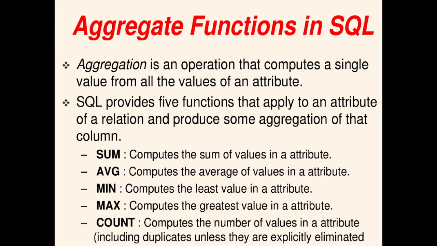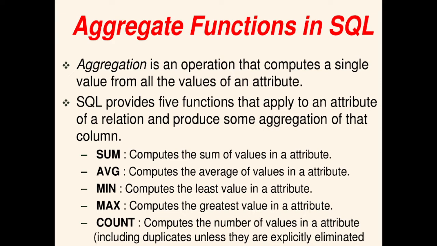Average is the next aggregate function, and the keyword we use is AVG, which computes the average of the values in a column. Minimum is the next, where the keyword is min, which computes the least value, that is the minimum value that exists in that column or attribute. Maximum is the next, and the keyword is max, which computes the greatest value, that is the maximum value that exists under that particular column.